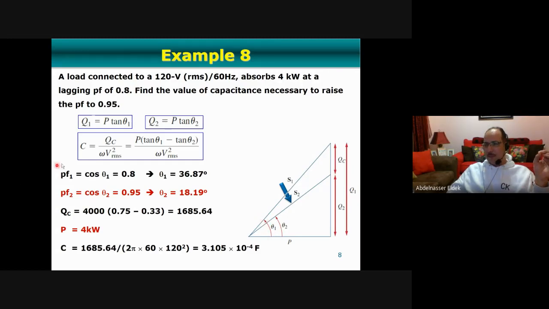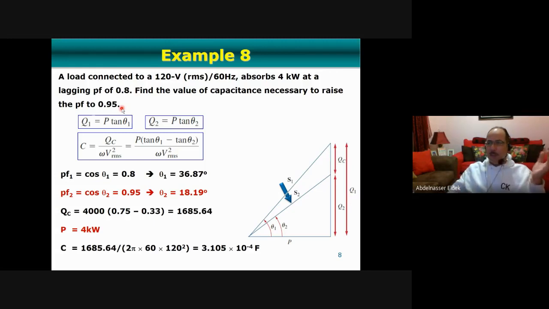Sorry, the power factor is cosine, so cosine theta 1 equals 0.8, and from here you can find theta 1. Find the value of the capacitance necessary to raise the power factor to 0.95. So we need the power factor to increase from 0.8 to 0.95.